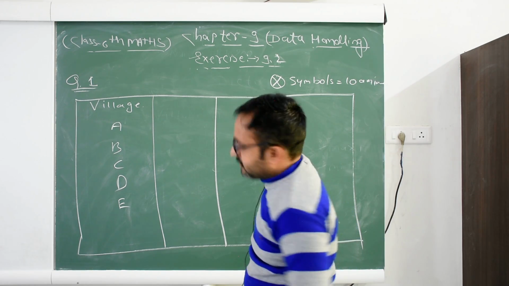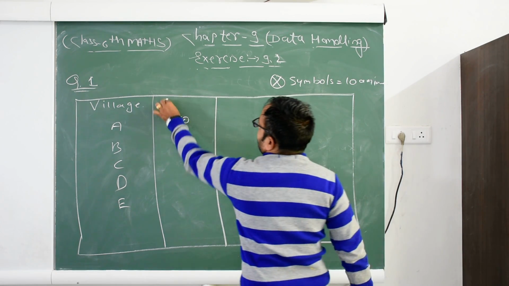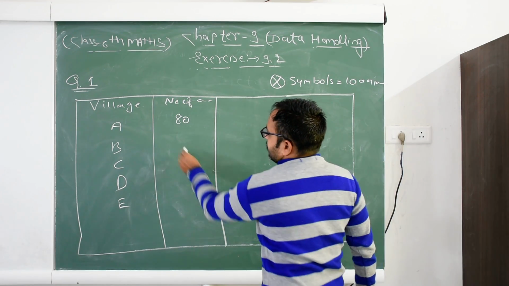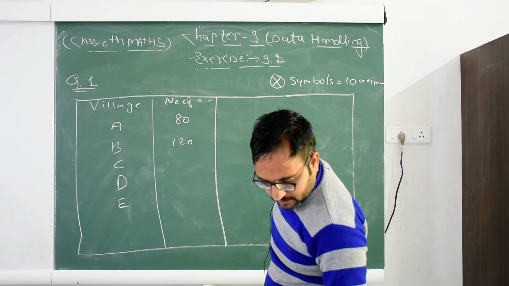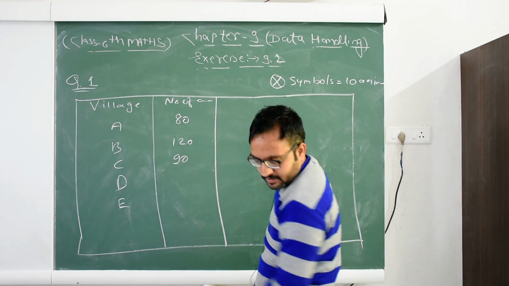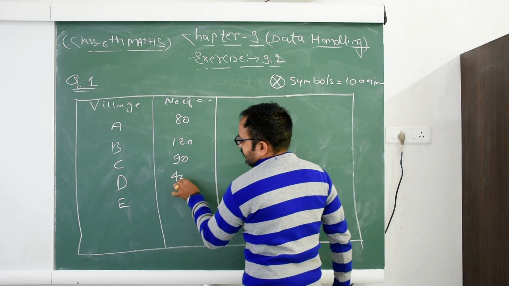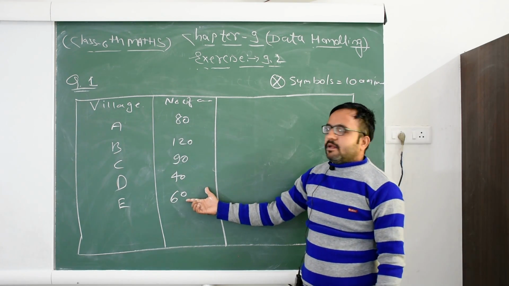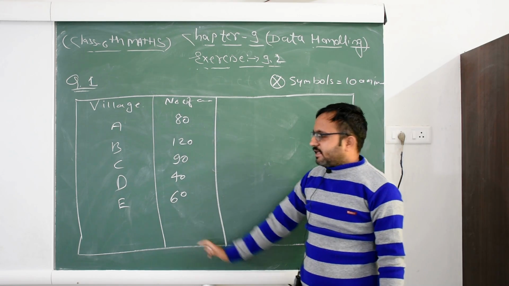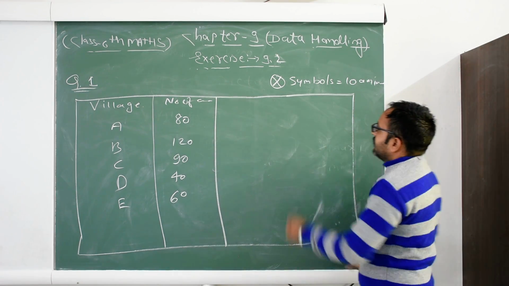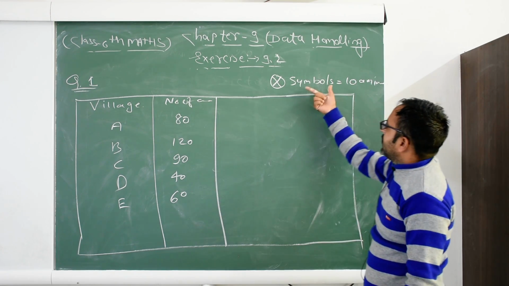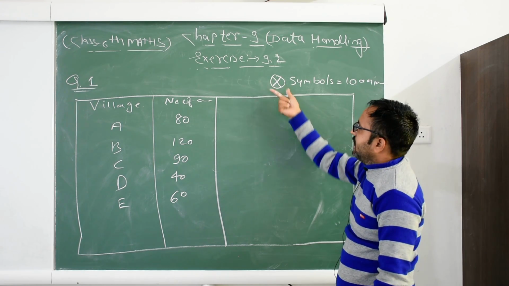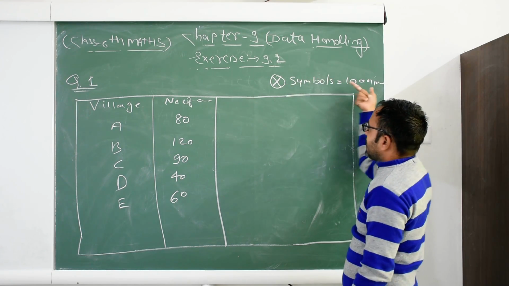Now in village A, how many animals? 80. Then 120, 90, 40 and 60. So villages A, B, C, D and E, and the number of animals in each particular village. Now we represent these numbers in pictorial form, and for pictorial representation we use these symbols. This single symbol represents 10 animals.